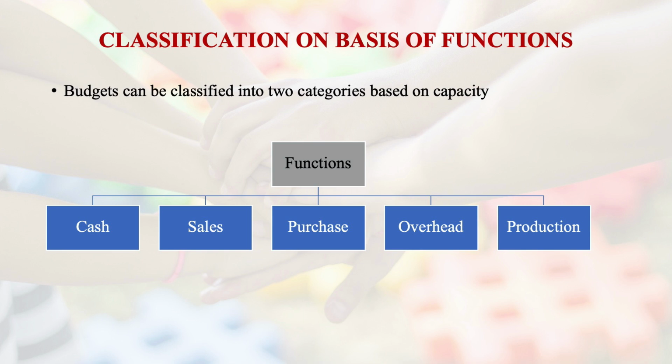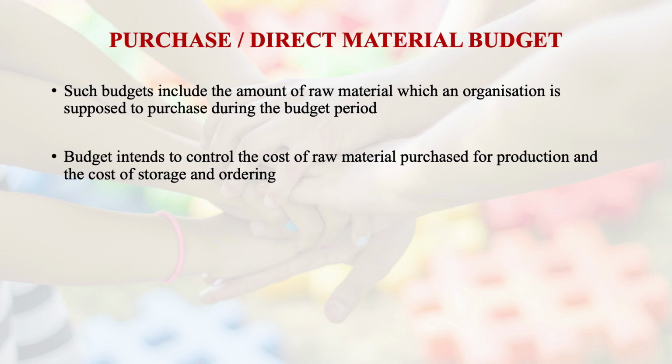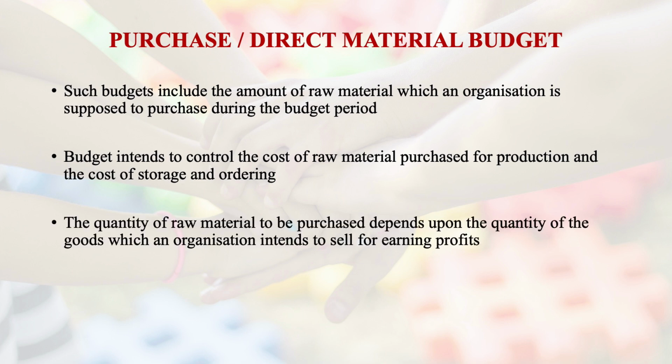If it is a purchase or direct material budget, such budgets include the amount of raw material which an organization is supposed to purchase during the budget period. And the budget intends to control the cost of raw material purchased for production and the cost of storage and ordering. The quantity of raw material to be purchased depends upon the quantity of the goods which an organization intends to sell for earning certain kinds of profits.